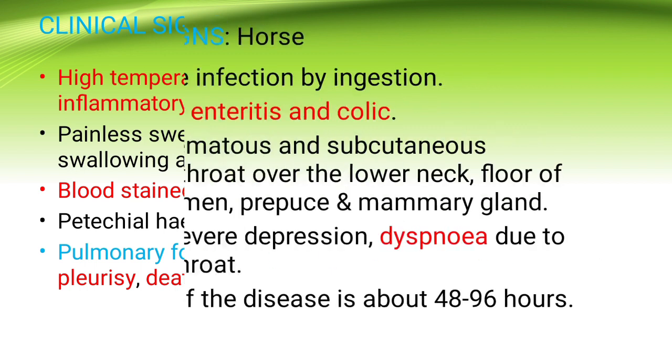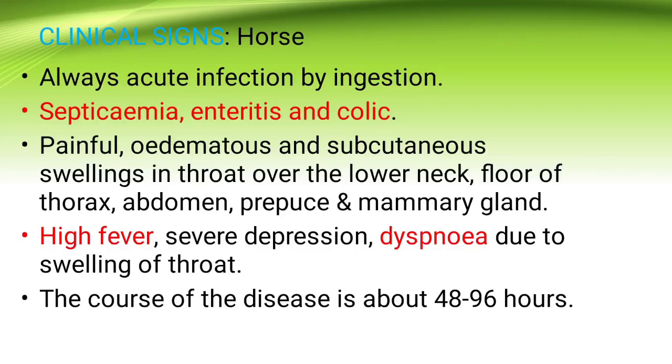Now, the clinical signs in horses: septicemia, enteritis and colic, painful edematous and subcutaneous swelling in the throat, over the lower neck, floor of the thorax, abdomen, prepuce and mammary gland, high fever, severe depression, dyspnea due to swelling of the throat. The course of the disease is about 48 to 96 hours.